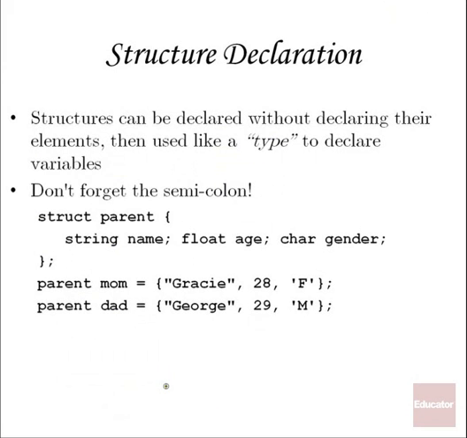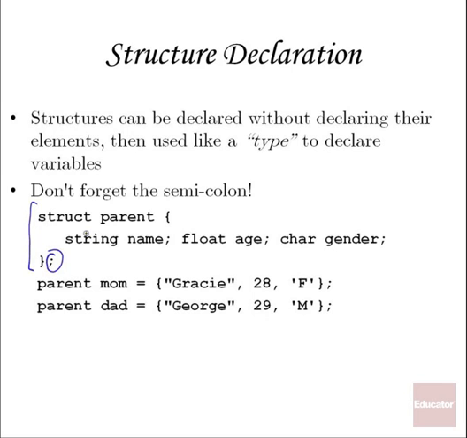Now, the structures can be declared without declaring the object elements. That way you can use it as a type. You can use it as a type anyway, but it's better to just leave it out and then declare them. When you do that, you do need the semicolon, because you need the semicolon to separate your declaration section of your code from your execution part of your code.